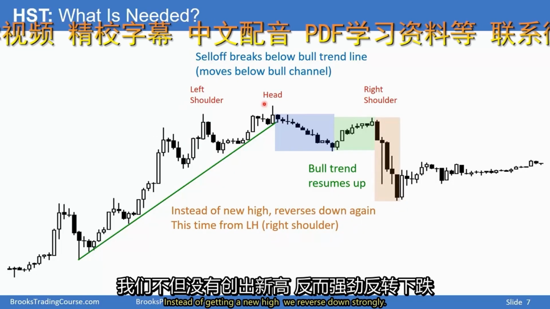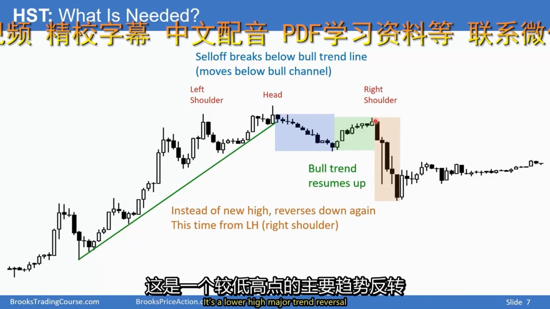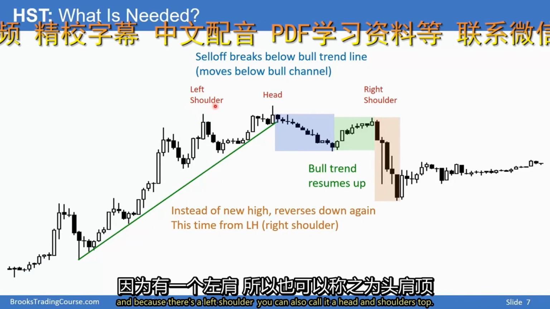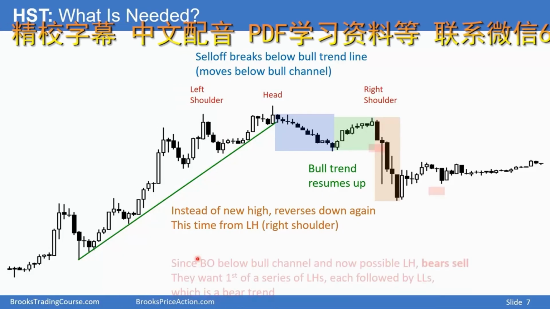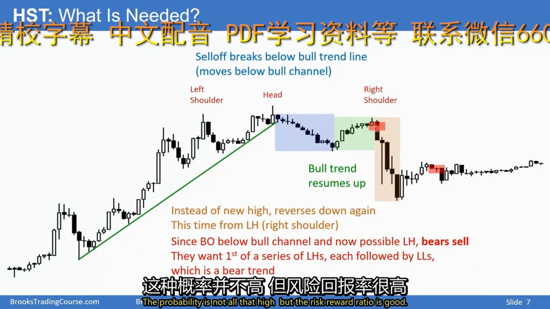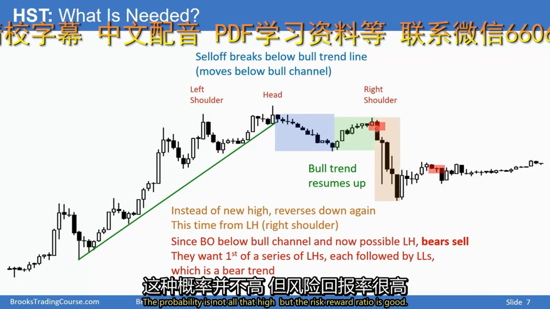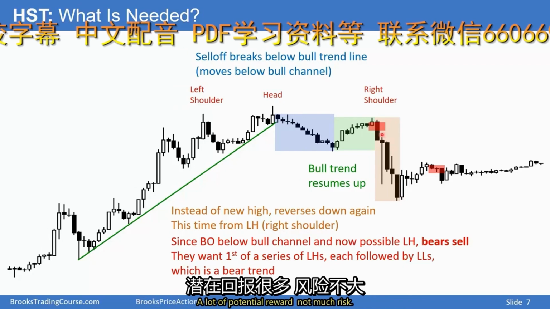Instead of getting a new high, we reverse down strongly. It's a lower high major trend reversal, and because there's a left shoulder, you can also call it a head and shoulders top. Traders will sell the reversal down here. The probability is not all that high, but the risk-reward ratio is good. A lot of potential reward, not much risk.